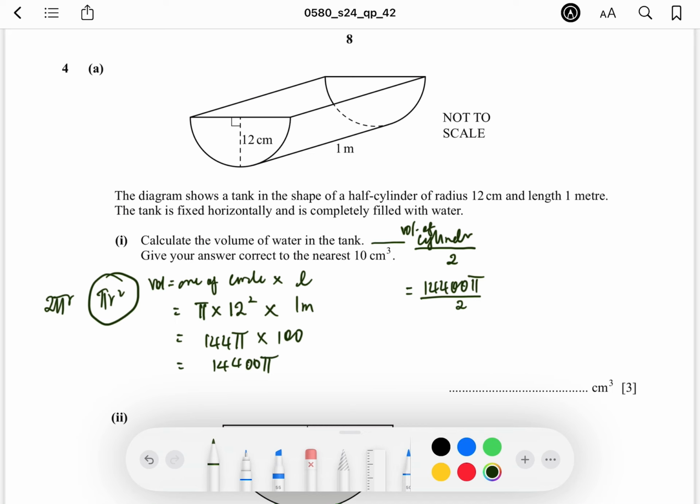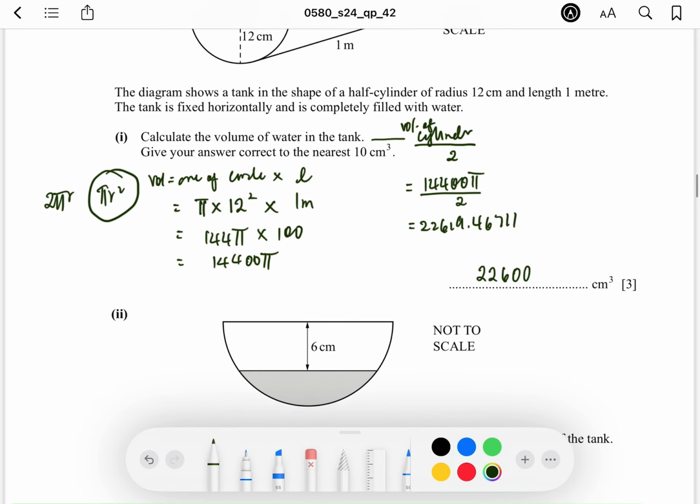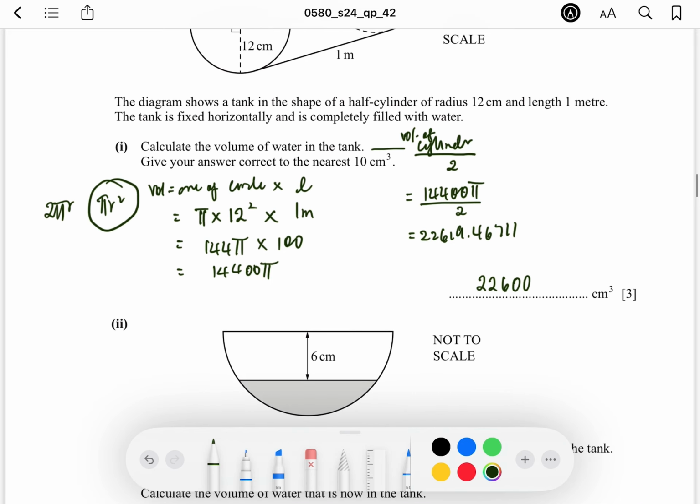Okay, if the answer is not exact, you should give your answer correct to 3 significant figures. So 22,600. This is the standard format, but in the marking scheme there is a line value. But we follow the Maths marking scheme. So if the answer is not exact, you should give answer correct to 3 significant figures. And that's where you got your 3 marks.